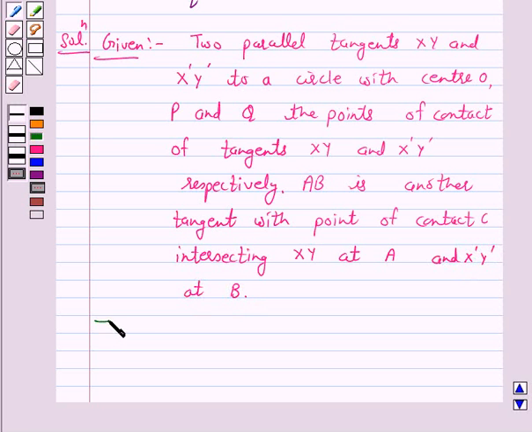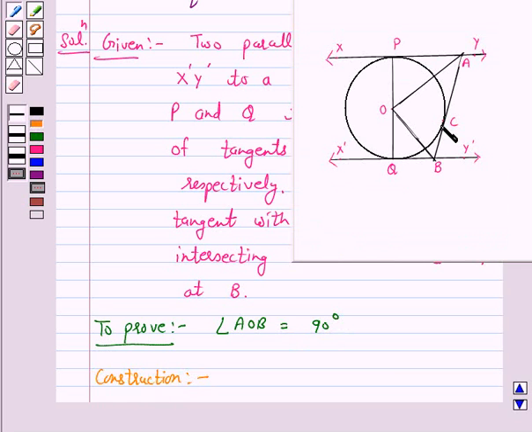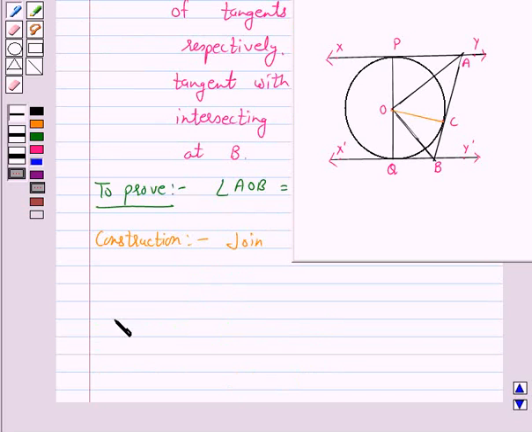Now we have to prove angle AOB is equal to 90°. Construction: join OC. Proof.